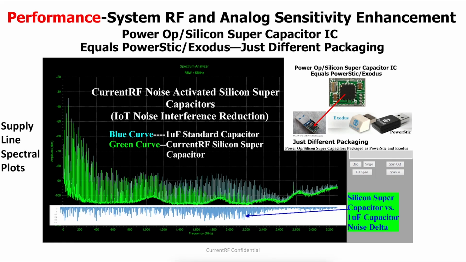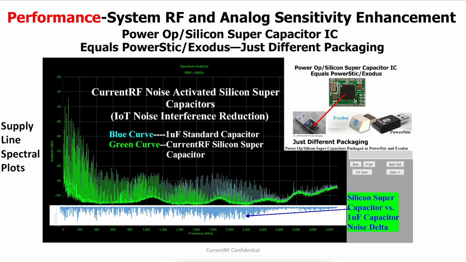The included AC coupled supply line spectrum plots show the noise spectrum generated by the pseudo-random noise generator on the CC100 evaluation board. In response to a typical noise spectrum plot of a standard 1 UF microfarad electrolytic cap, the blue spectrum plot, with respect to the CC100 POSSC IC, the green spectrum plot. The light blue delta plot at the bottom of the spectrum plot shows the noise delta given the 1 UF electrolytic capacitor spectrum plot and the CC100 POSSC IC spectrum plots.